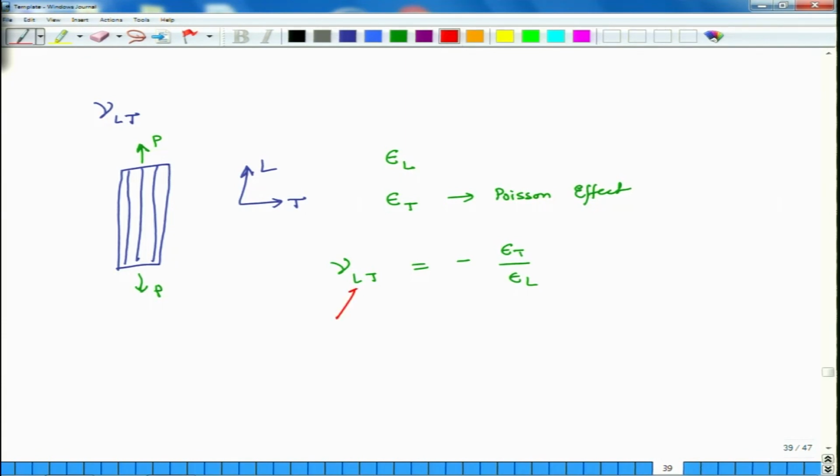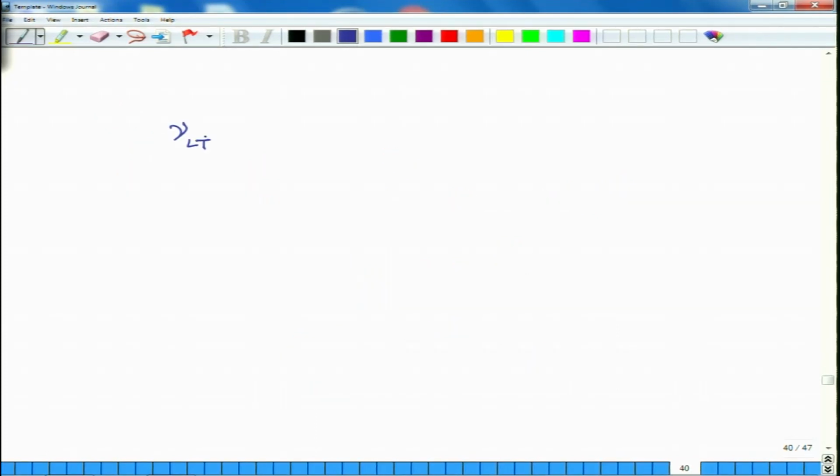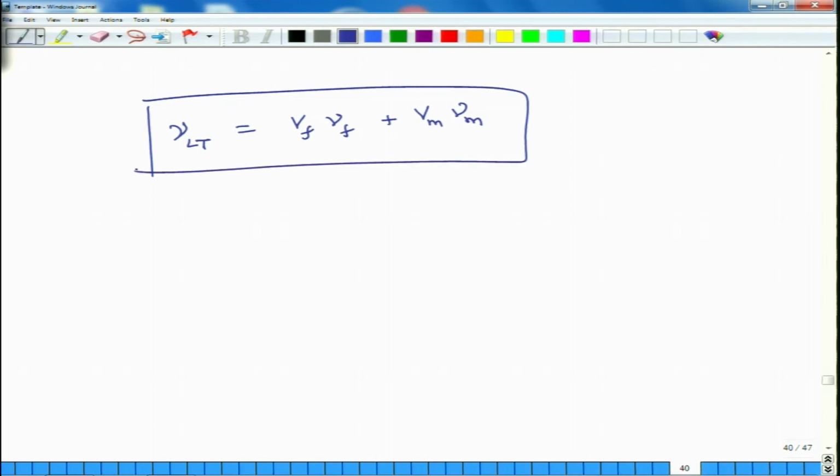So, what does this mean? That L is the direction of load and this T, the second subscript, is the direction of Poisson strain. Okay, this is the direction of Poisson strain. And the mathematical expression, if we want to compute, is Poisson ratio nu LT is equal to volume fraction of fiber times Poisson's ratio of fiber plus volume fraction of matrix times Poisson's ratio of matrix material. So, it is a pretty straightforward formula. Okay. And physically what it means is, we have already shown that this is equal to minus epsilon T divided by epsilon L for the situation where force is being applied in the L direction.